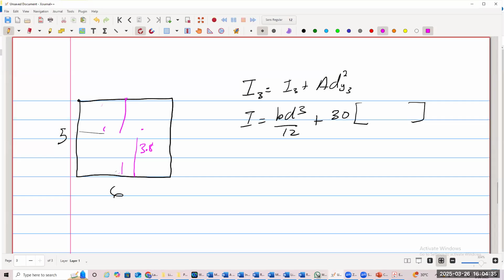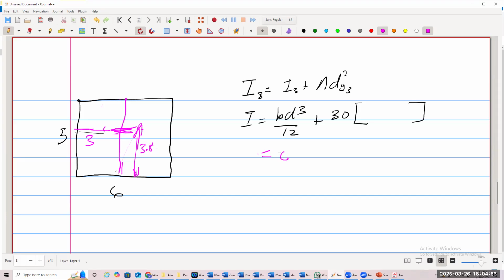So it is about here, somewhere about here. All right, so that is 3.8. And then this is, how much was that again? 3. So, all right, so we have everything we need. So it's just a matter of putting it in the formula.